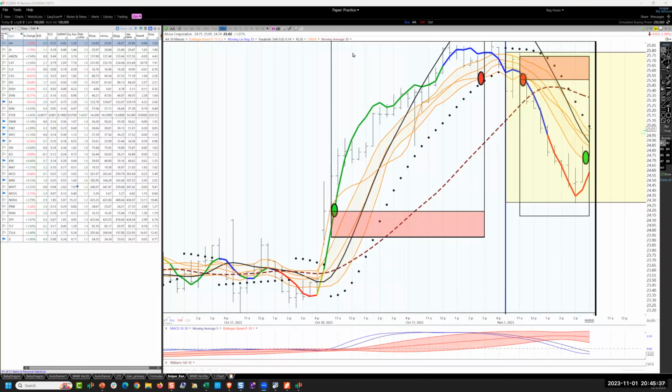We'll start with the 30-minute charts. Hybrid swing beginning with Alcoa.